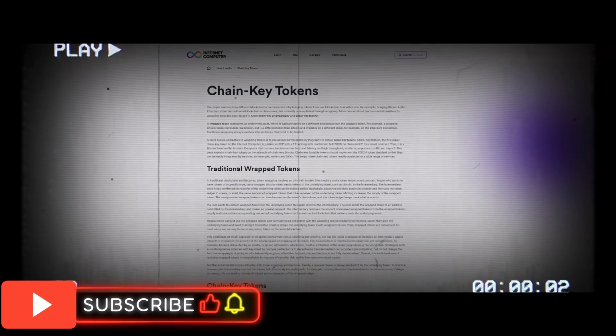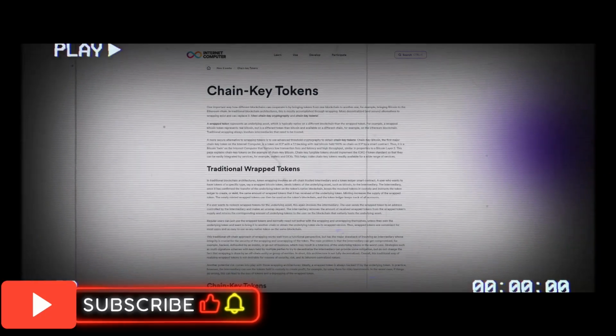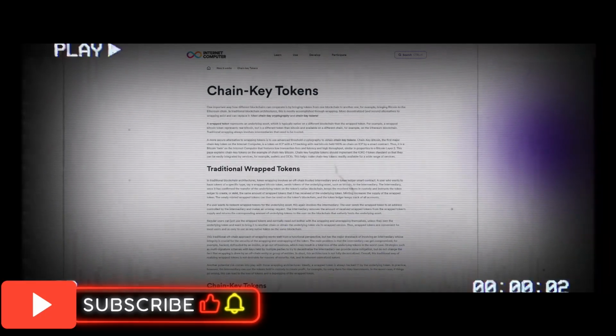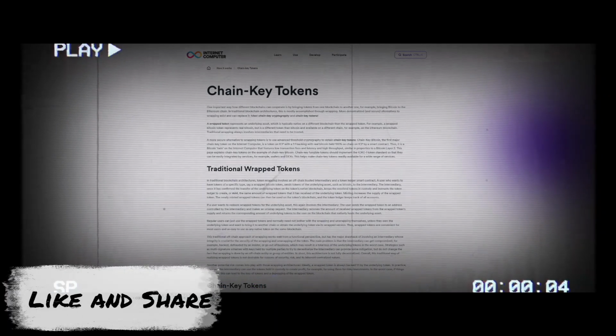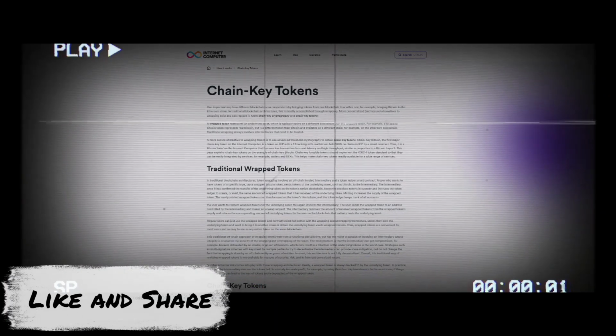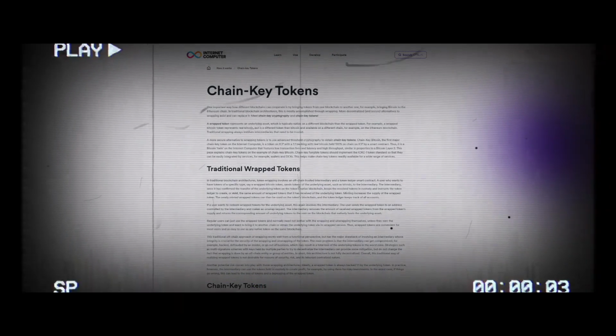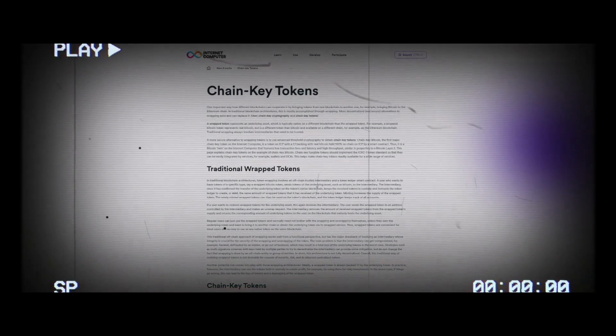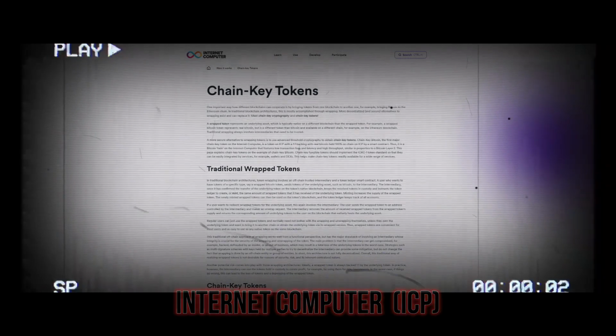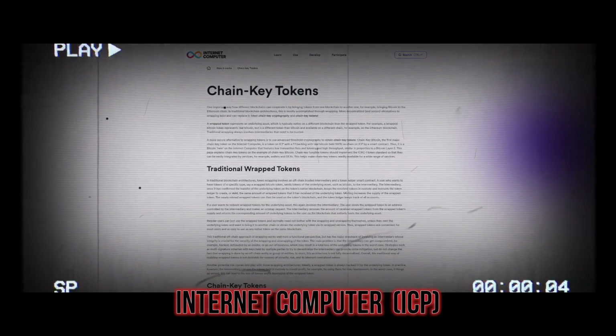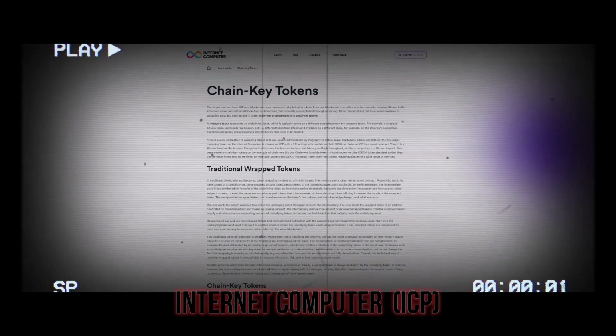Chain key tokens. One important way different blockchains can cooperate is by bringing tokens from one blockchain to another, for example, bringing Bitcoin to the Ethereum chain. In traditional blockchain architectures, this is mostly accomplished through wrapping. More decentralized and secure alternatives to wrapping exist and can replace it. Meet chain key cryptography and chain key tokens.